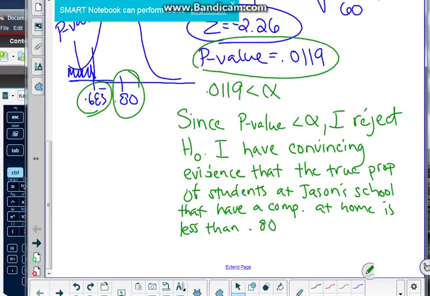That sample was so incredibly unlikely, only a 1% chance of that happening when we made this assumption, that there must be something wrong with our assumption. That gives me such convincing evidence against the null hypothesis that my alternate must be true. Okay? So please go ahead and take a look at the next example.